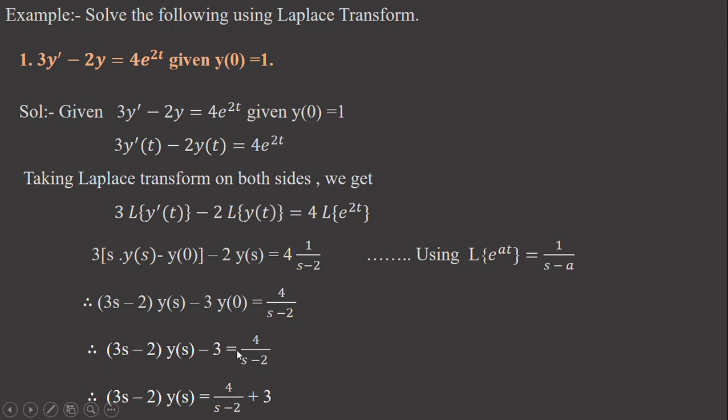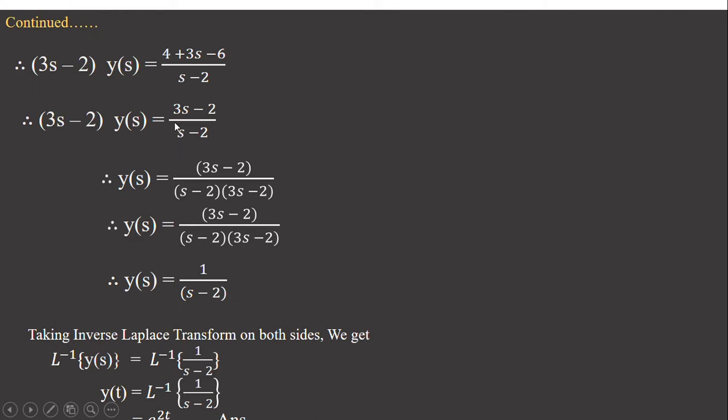So for that let us first shift 3, it's a single number. When you shift it into the RHS, it will be plus. This way we will write. Finally, we can simplify that RHS by taking cross multiplication there. 4 into 3s minus 6. 4 plus 3s minus 6 will be the simplification of the RHS by taking cross multiplication. Or it is equal to 3s as it is, 4 minus 6 is minus 2, upon s minus 2 as it is.